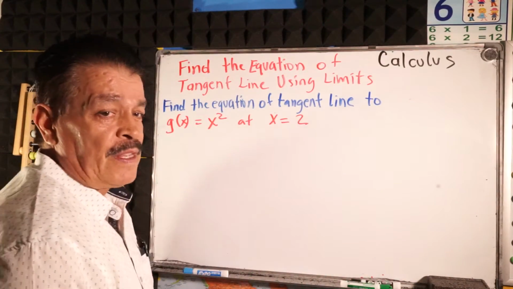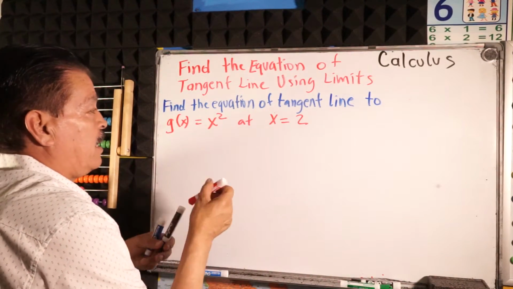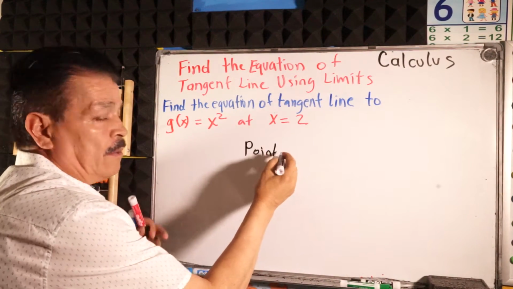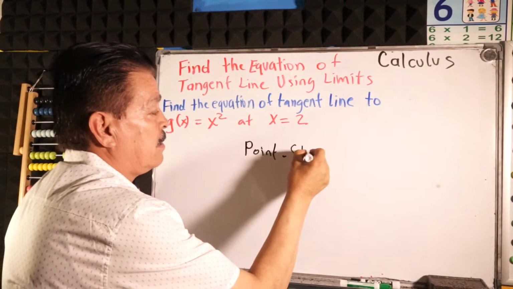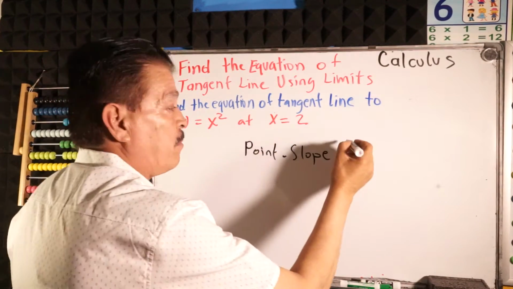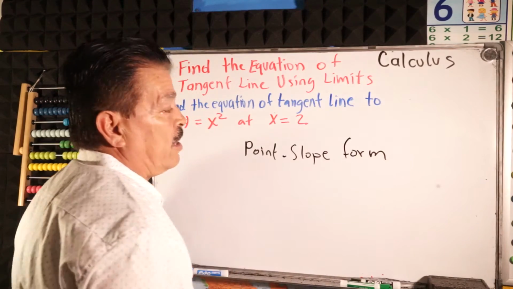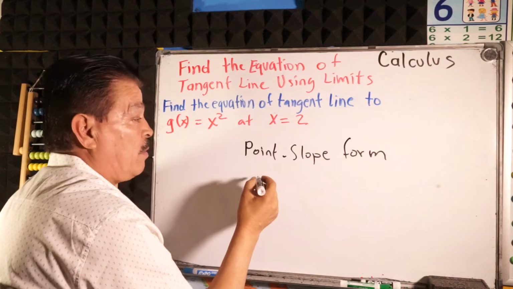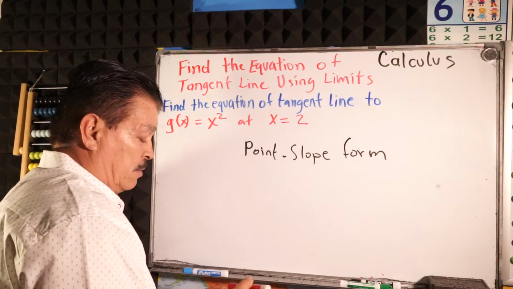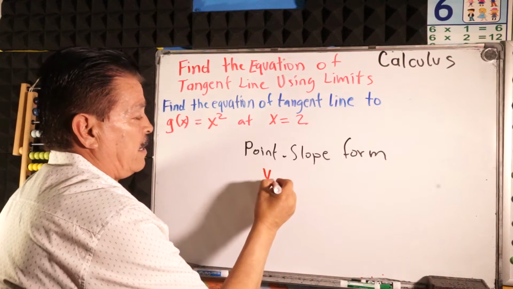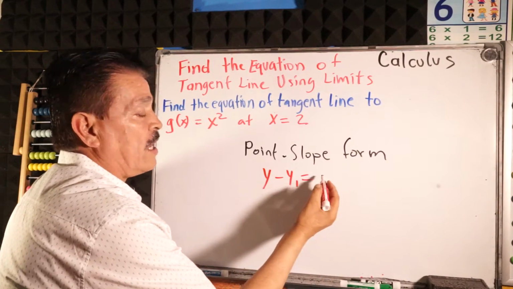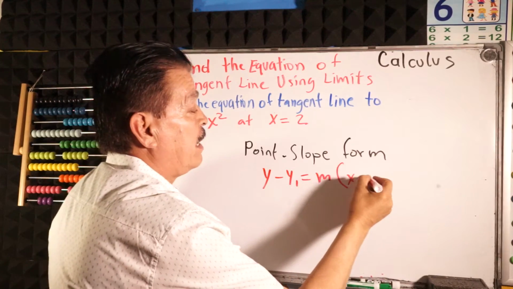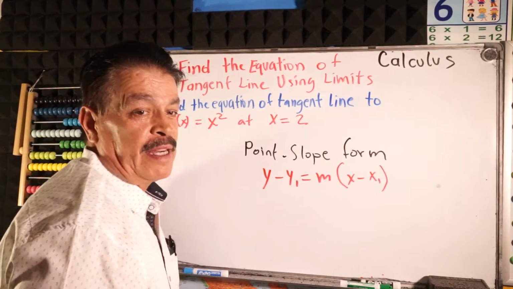Another important thing is the point-slope form. It's another thing that we have to remember to use in this kind of problem. It is y minus y1 equals m times x minus x1, right? Very important.